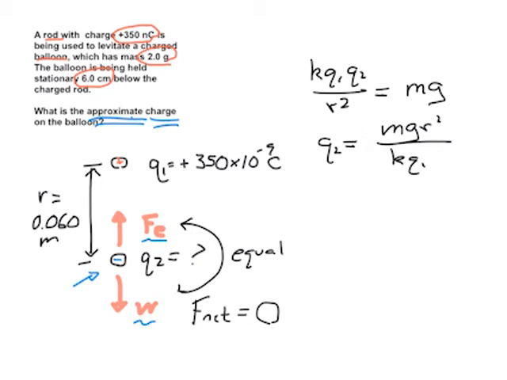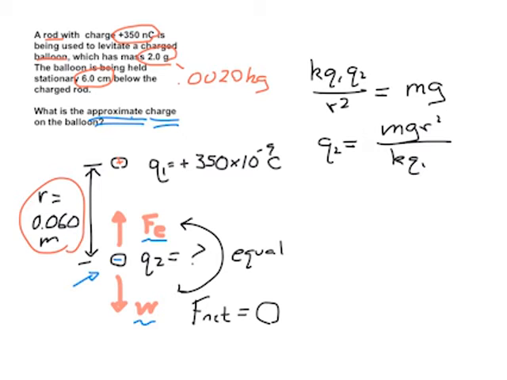Now take a look at these numbers, okay? We know every number here. We know what r is. Okay, r is 0.060 meters. We're given that. We know what the mass is. The mass is 2.0 grams. Now we're going to have to put that in kilograms. 2 grams is 0.0020 kilograms. That's going to be important.